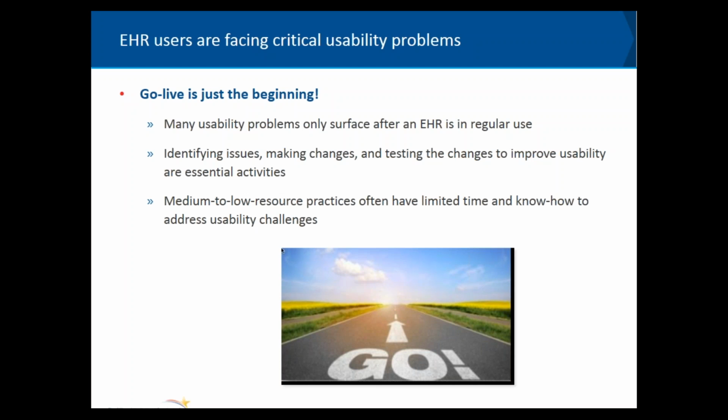And so identifying an issue, making changes to try to solve a problem, and then testing those changes to see, oftentimes if you can do it with metrics or with some kind of way of measuring change, can be an important and an essential way to improve usability-related problems.